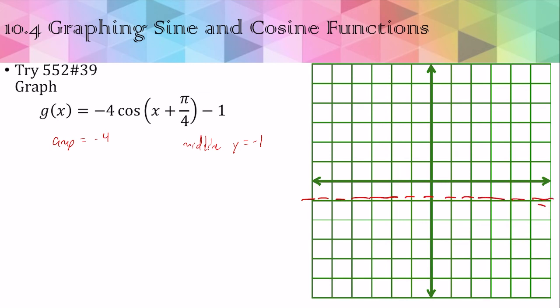So that's our midline right there. And it's cosine, so it starts at a maximum, but it's also reflected. So instead of starting at a maximum, let's start at a minimum. So that was -1, this is -2, 3, 4, 5. So it's 4 spaces down from the midline. B is 1, so our period is still 2 pi.